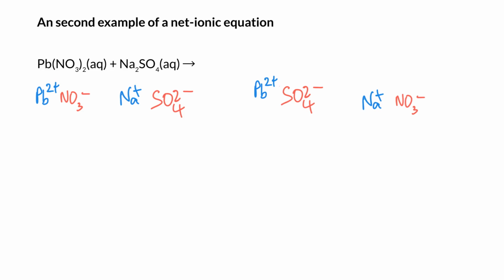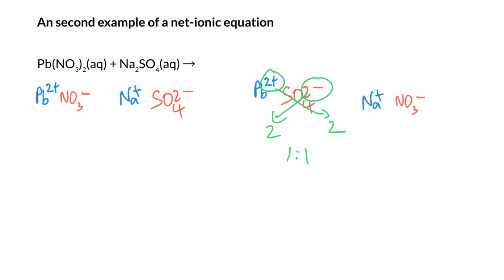And we can predict the formulas just like before. We just basically play crisscross. So we take the 2 minus, it becomes a 2. And the 2 plus becomes a 2, and the 2 minus becomes a 2. And this is one of those special cases where everything's 1 to 1. So if it's 1 to 1, we can just write PbSO4.